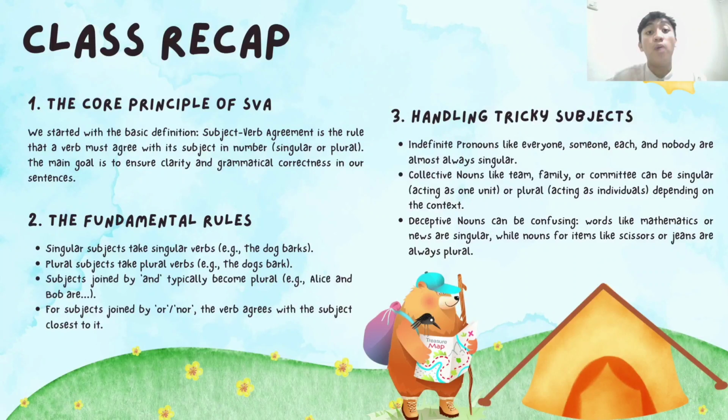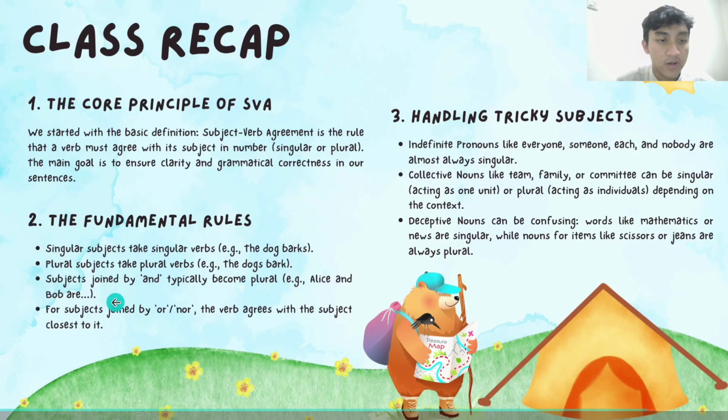The second recap is the fundamental rules. Singular subjects take singular verbs, for example, the dog barks. Plural subjects take plural verbs, for example, the dogs bark. Singular verb barks, and plural subject dogs. Subjects joined by and become plural. For subjects joined by or or nor, the verb agrees with the subject closest to it.